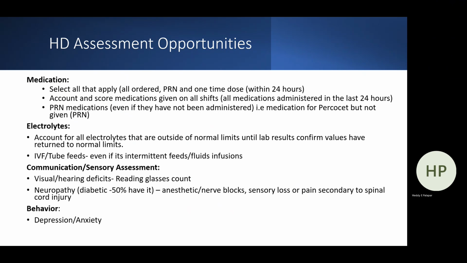For neuropathy, keep in mind our diabetic population. 50% of our diabetic population have diabetic neuropathy, so this should also be included in your assessment. As part of neuropathy, keep in mind anesthetic nerve blocks and sensory loss or pain secondary to spinal cord also is included as part of your assessment.